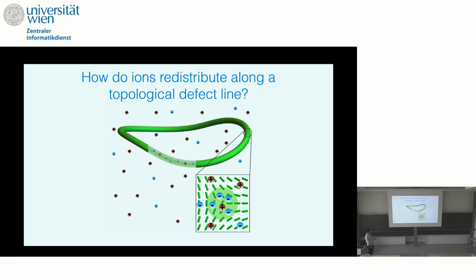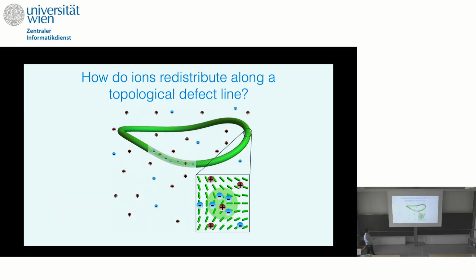So this is one cross section. You see this is an example of a topological defect, because in the center the orientation is ill-defined. So there's a region where it's molten and outside it's nematic. So the question that Mia at the time asked was, okay, how would ions redistribute around such a topological defect?